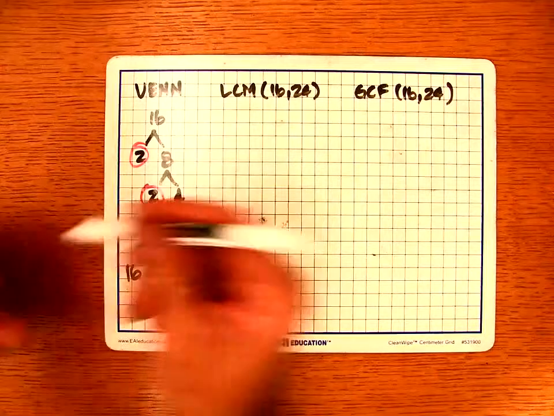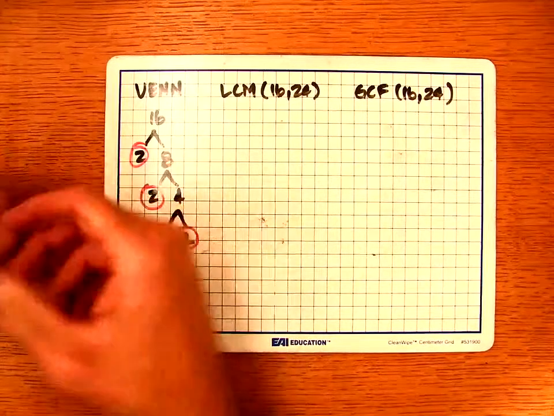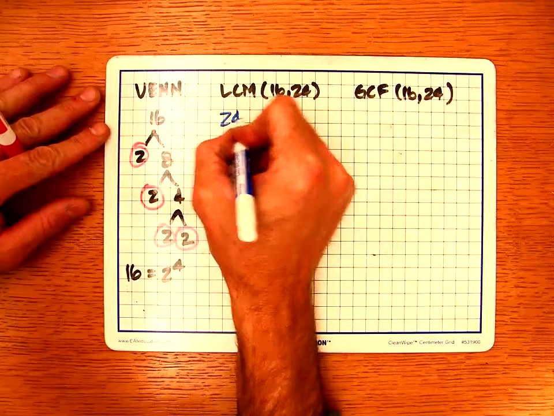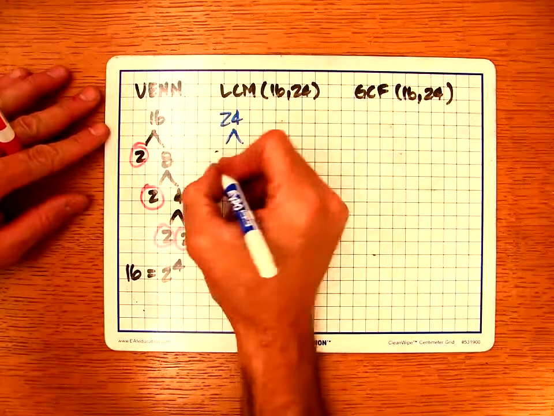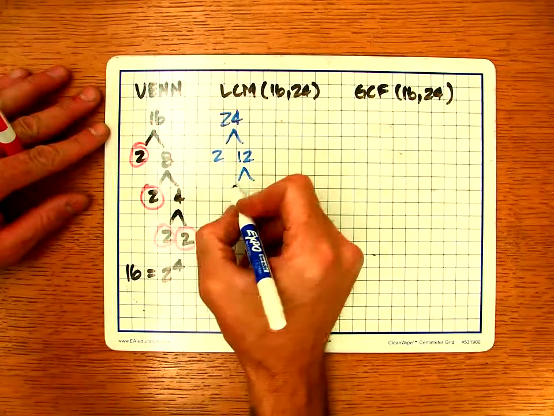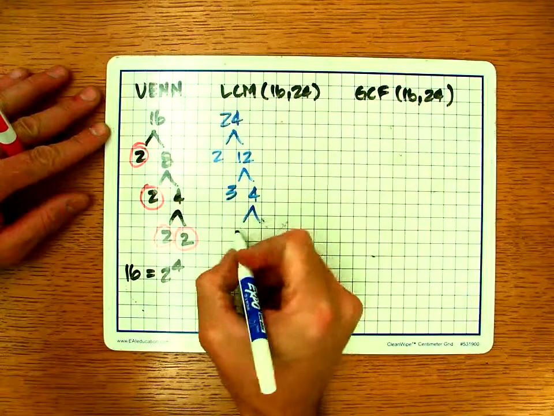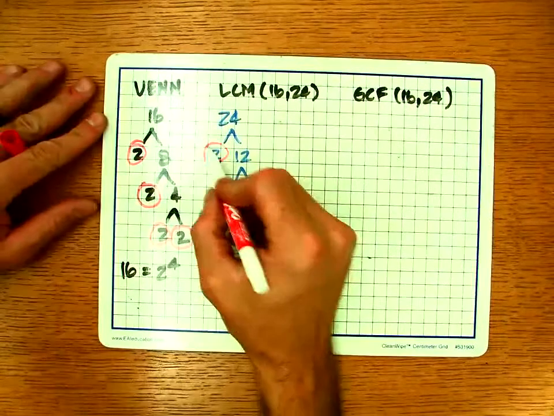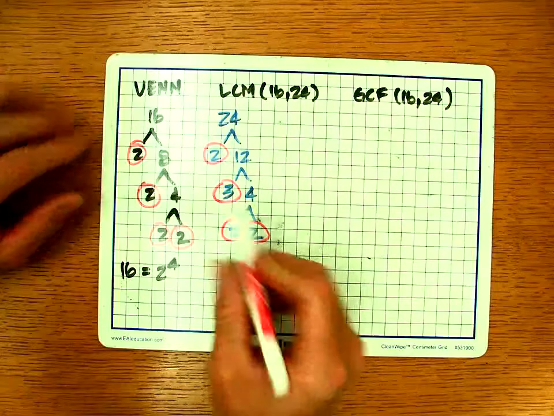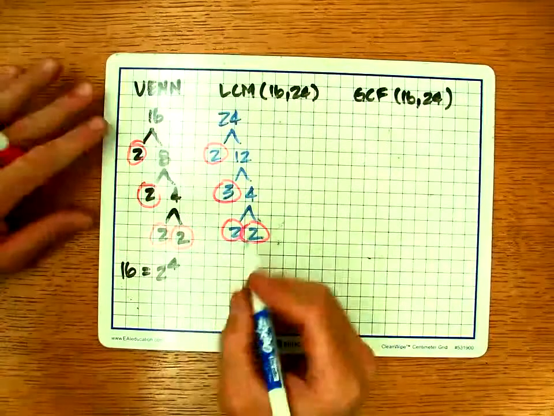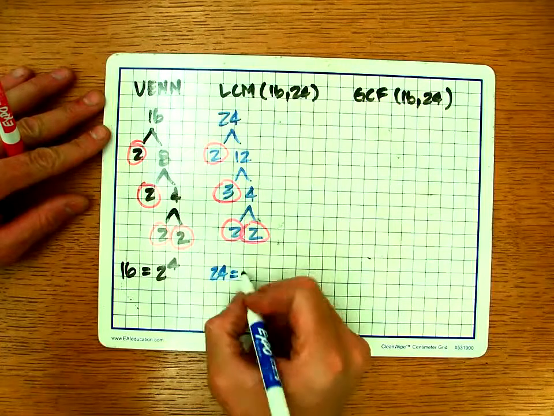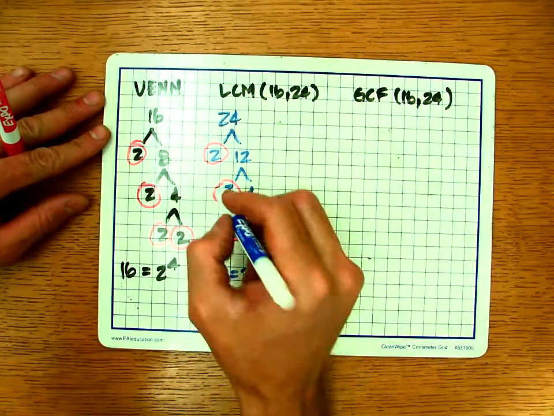We can do the same thing then for 24. Let's work in a different color. For 24, we'll work in blue. So 24 can be written as 2 times 12. 12 is 3 times 4, and 4 is 2 times 2. So if we look at its unique prime factorization, 24 can be written as 2 to the 3rd times 3.